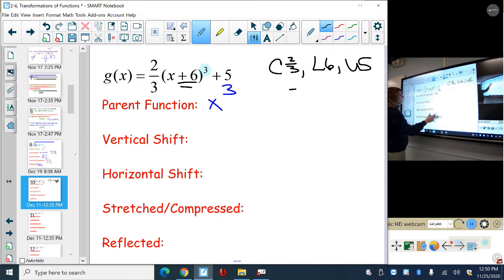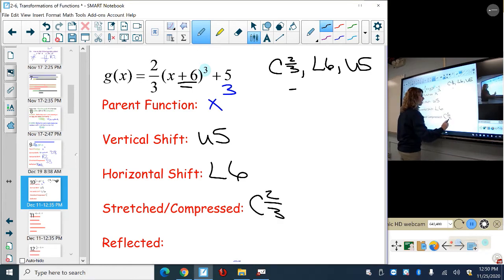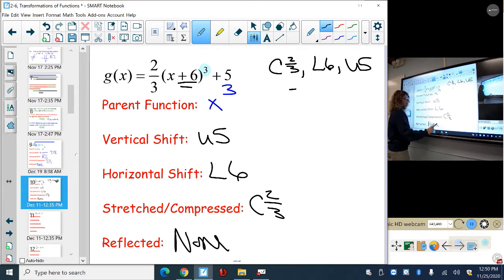So we're going to put that in here. So what's my vertical shift? Well, I went up 5. What's my horizontal shift? I went left 6. Did I stretch or compress? I compressed 2/3. I used them all, so did I reflect? No, you did not, so none.